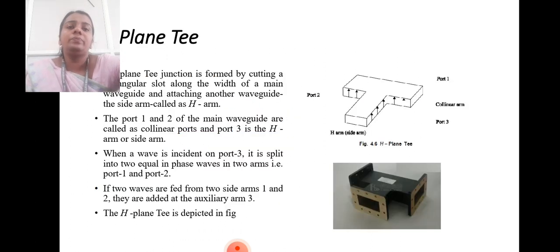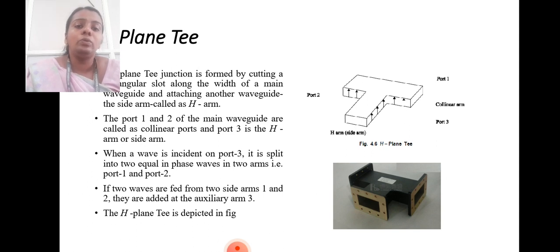So next is the H-plane T. The H-plane T is formed by cutting a rectangular slot along the width of the main waveguide and attaching another waveguide, called the side arm, to form the H-plane T. Ports 1 and 2 of the main waveguide are called collinear ports, and port 3 is the H-arm or side arm. When the wave is given to port 3, it will be split into two equal in phase waves in the two arms, that is ports 1 and 2.